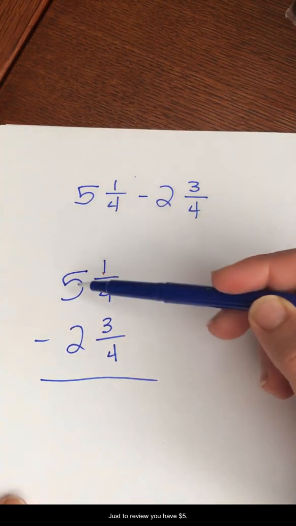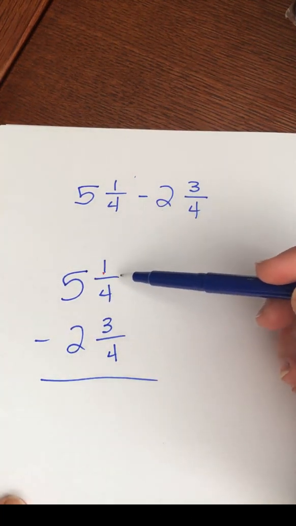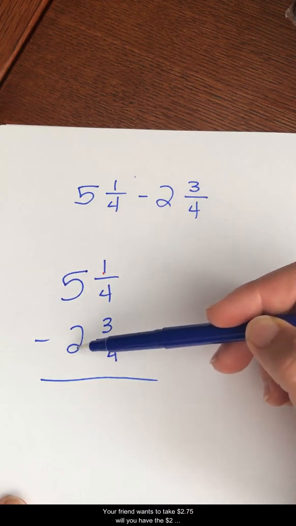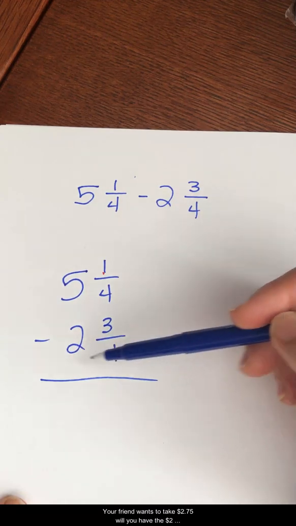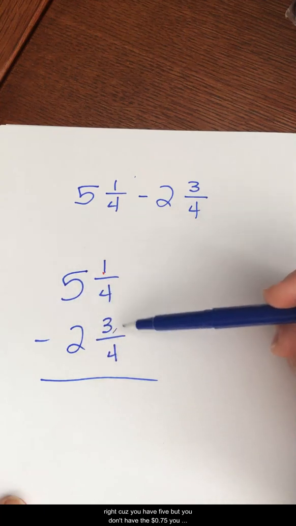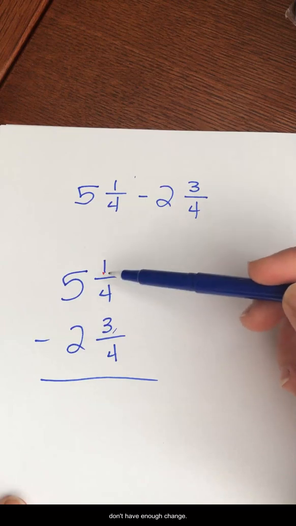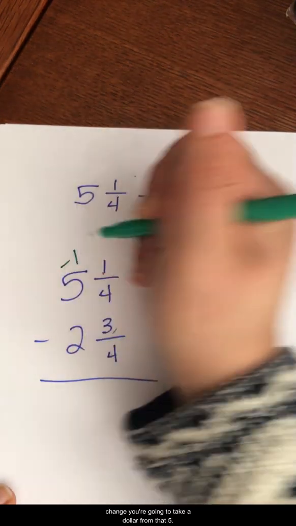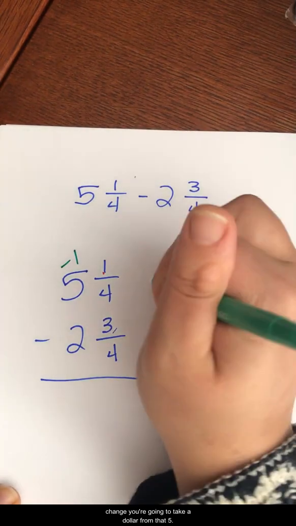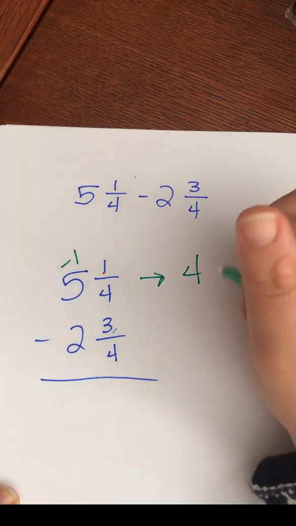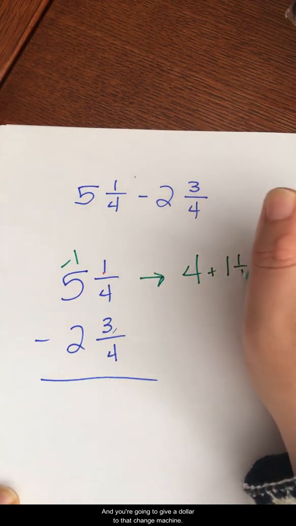Just to review, you have $5.25 in your pocket. Your friend wants to take $2.75. Well, you have the $2, right? Because you have 5. But you don't have the 75 cents. You don't have enough change. So what you're going to do is go make change. You're going to take $1 from that 5, so now you're going to have $4 in your pocket, and you're going to give $1 to that change machine.